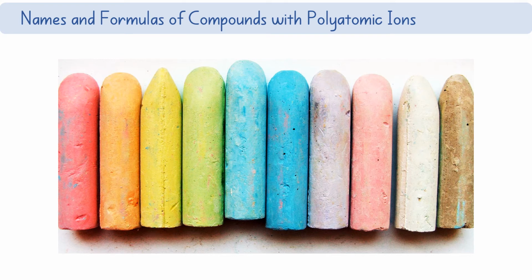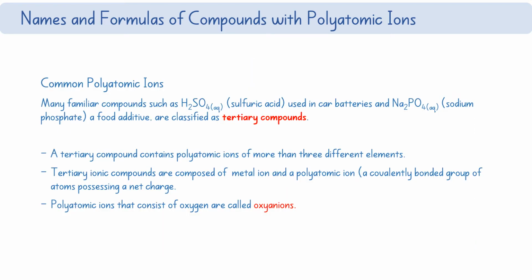Names and formulas of compounds with polyatomic ions. Common polyatomic ions. Many familiar compounds, such as H2SO4 aqueous, which is sulfuric acid, used in car batteries, and Na3PO4 aqueous, which is sodium phosphate, a food additive, are classified as ternary compounds. A ternary compound contains polyatomic ions of more than 3 different elements.